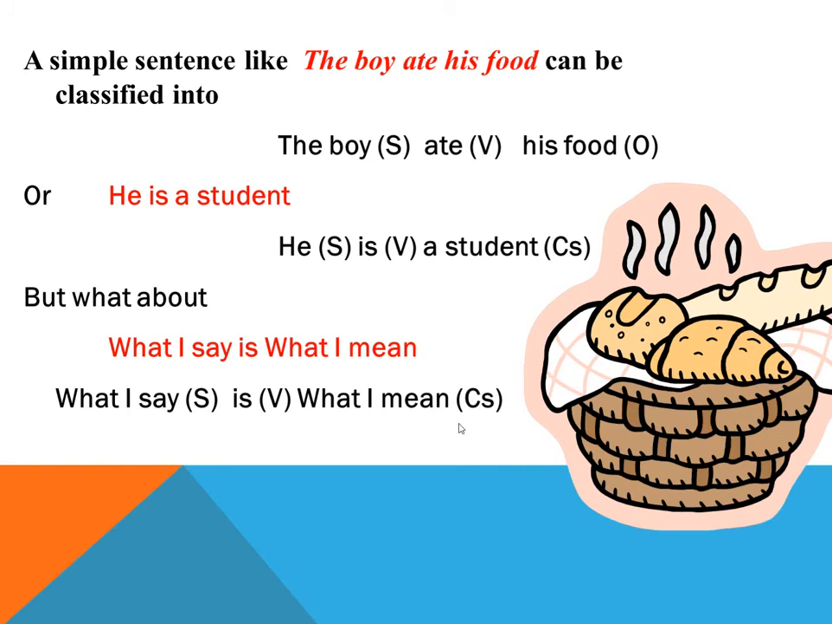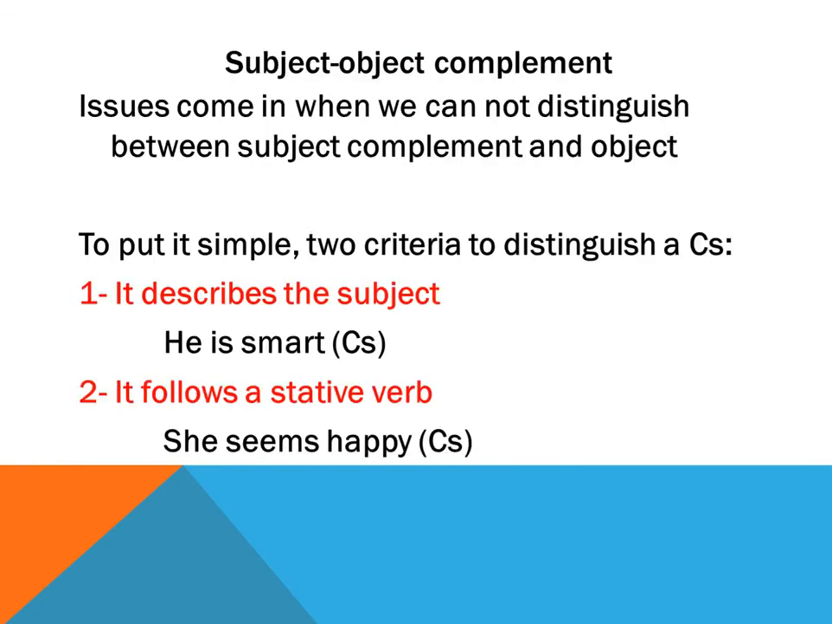And here we need to ask another question. How could we know that what I mean is a subject complement and it's not an object? So we have two criteria to distinguish between subject complements and objects. One, subject complements describe the subject. So any subject complement describes the subject. For example, he's smart. Smart here is a subject complement. It's not an object because it describes the subject. If we say what is he, we can say he is smart. So smart describes he. In this way, it is a subject complement.